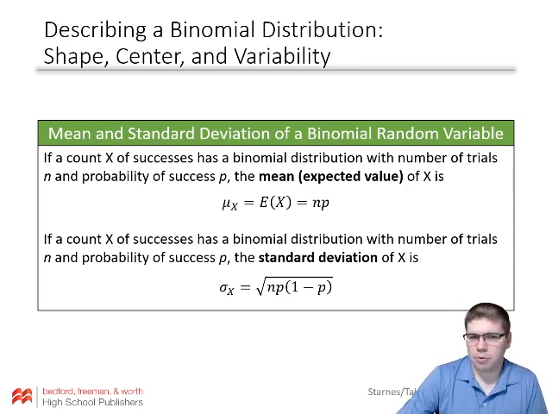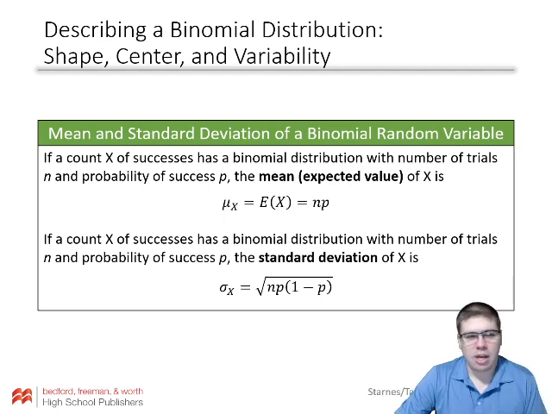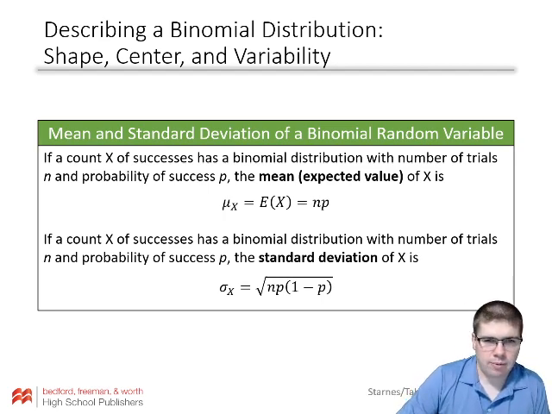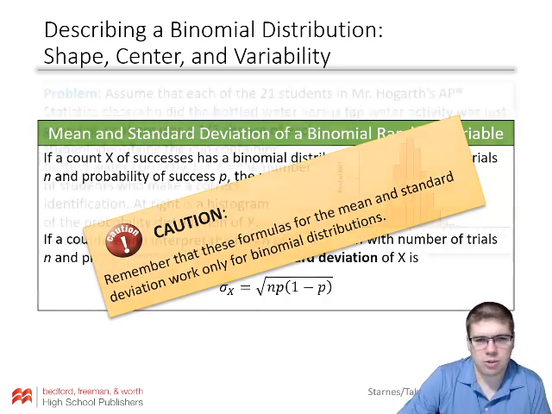I could go into some proof of this, but I'm going to leave that aside for now and just accept it as a given formula that can help you calculate the standard deviation of a binomial random variable. Now this only works for binomial distributions. So that only means the standard deviation of a binomial distribution.